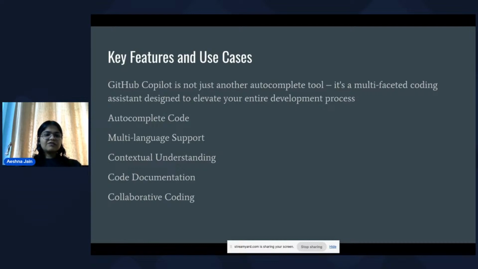Coming to the key features and the use cases. GitHub Copilot is not just another autocomplete tool. It's a multifaceted coding assistant designed to elevate your entire development process. It's not just a spell check or an autocomplete like in your regular chat. It is not limited to that. It has more functions and more understanding of what you are building. This will be better understood when we deep dive into the live demo.